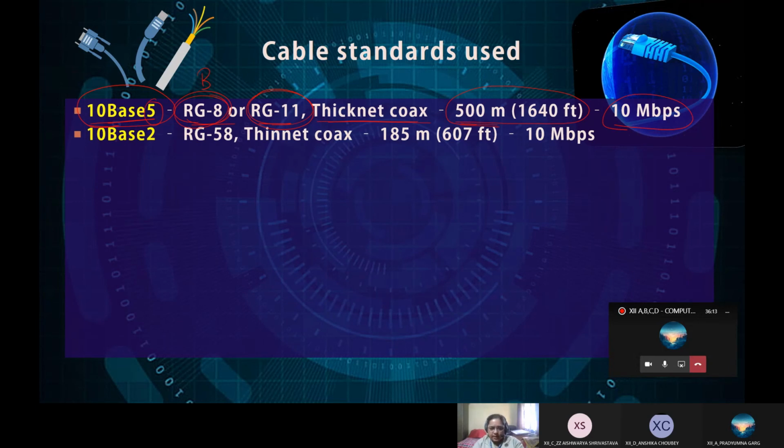10 base 2 RG58, that is radio grade 58. It is thinnet coax and its segment length is even less, 185 meters. Why is 2 used? Because 185 is almost near to 200 meters. So for simplicity, because it is difficult to write, if somebody writes 10 base 185, that would be difficult to remember. That's why they have used 10 base 2 over there, and it can carry data at the speed of 10 megabits per second. Megabits per second. Remember this.